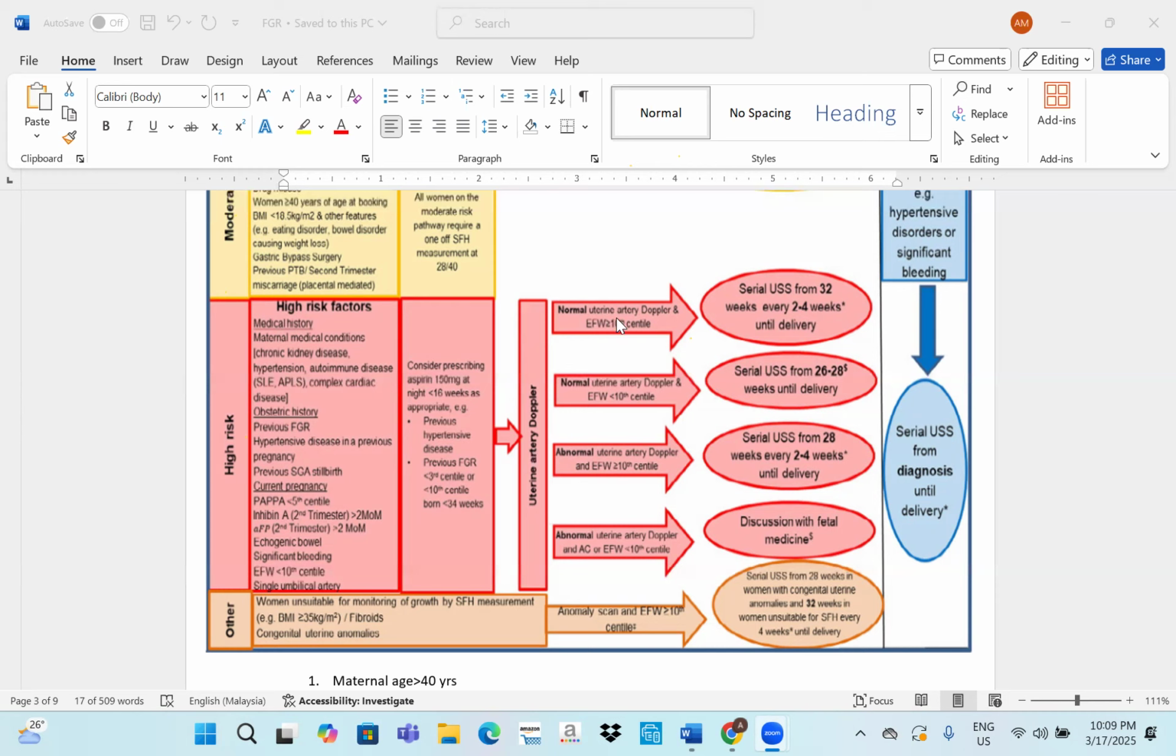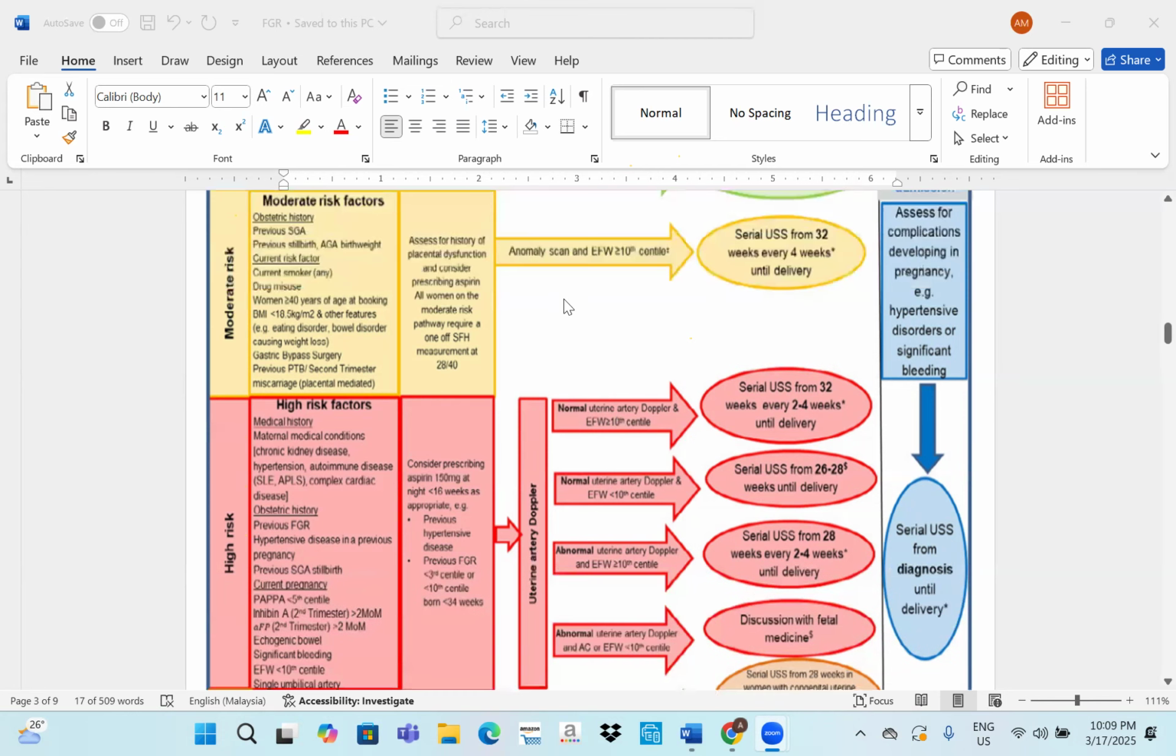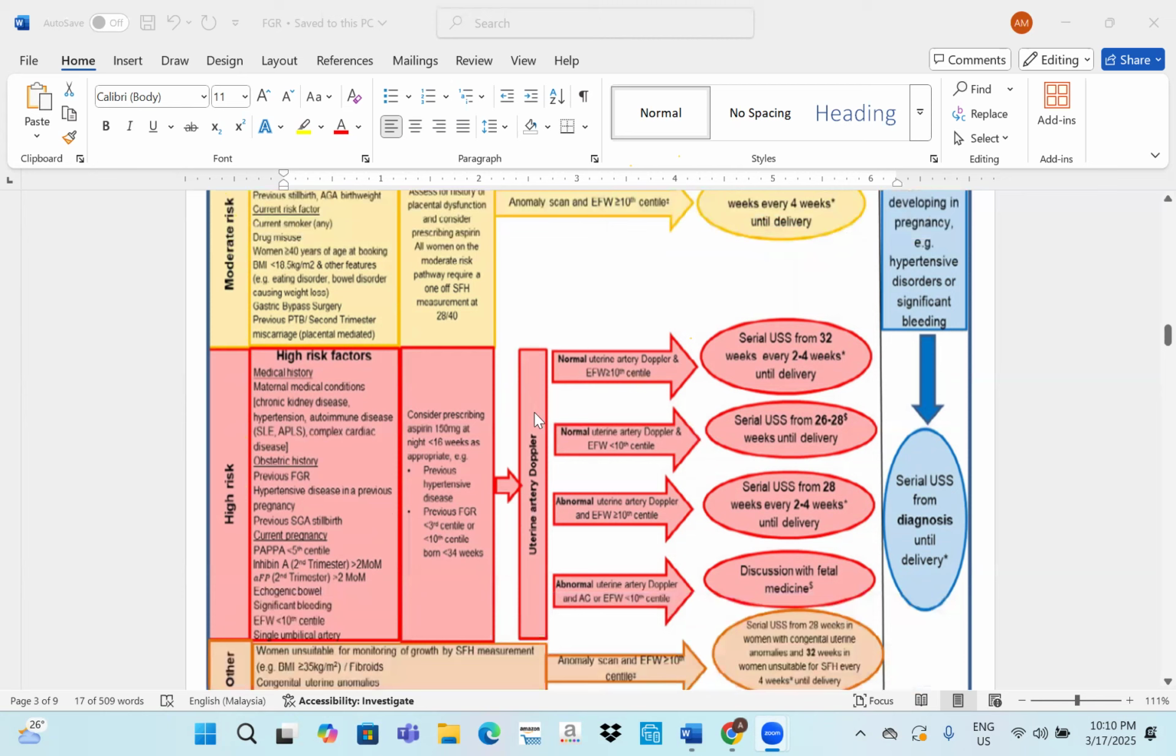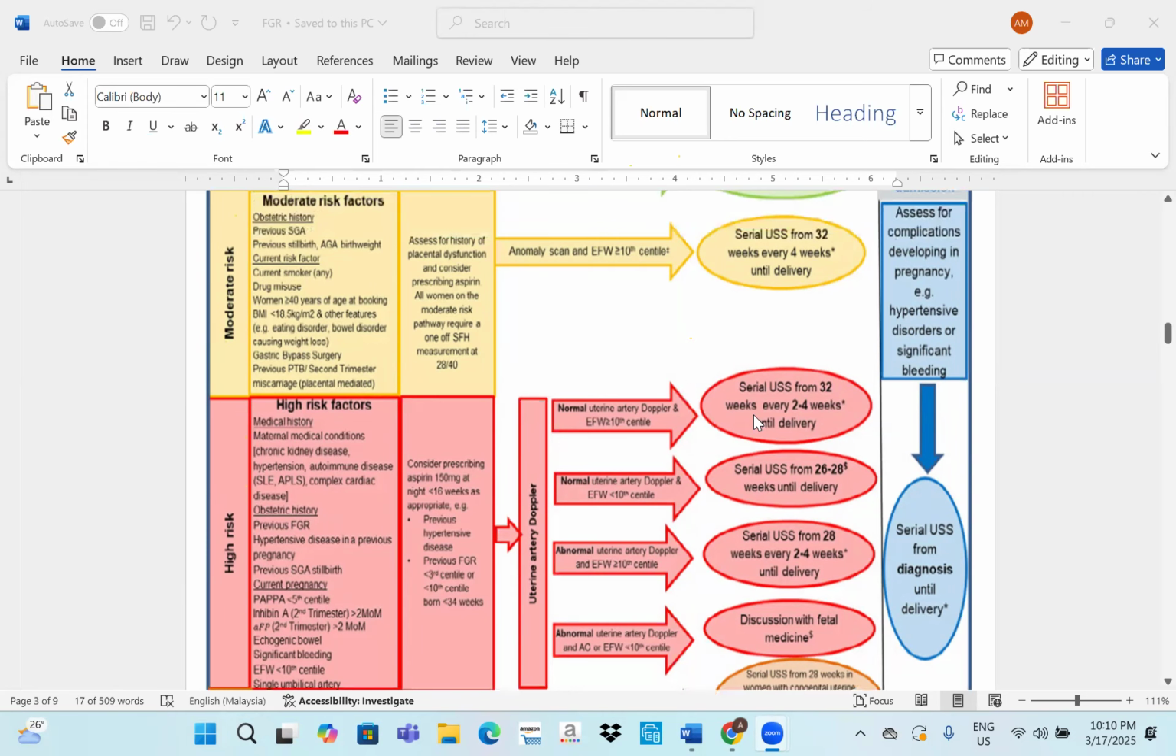Now when the uterine artery Doppler is normal and the estimated fetal weight is, here you see, we don't do uterine artery Doppler for moderate risk. Here also the anomaly scan is normal and estimated fetal weight is okay. But it is a moderate risk factor, so we start from 32 weeks. But here she has high risk factors, so we do uterine artery Doppler. Uterine artery Doppler is normal and weight is normal. Here we are starting from 32 weeks, but we are doing every 2 to 4 weeks. The difference here is just 4 weeks, here 2 to 4 weeks.